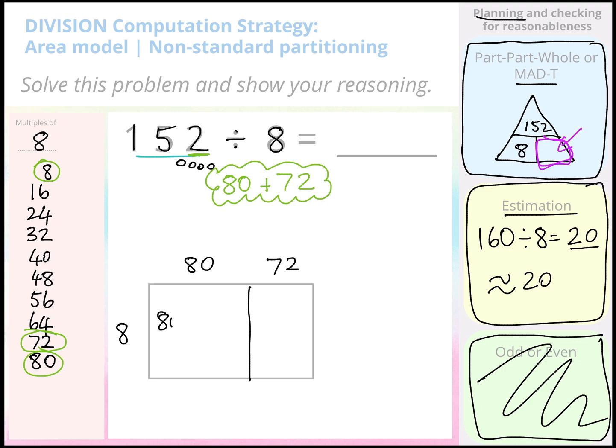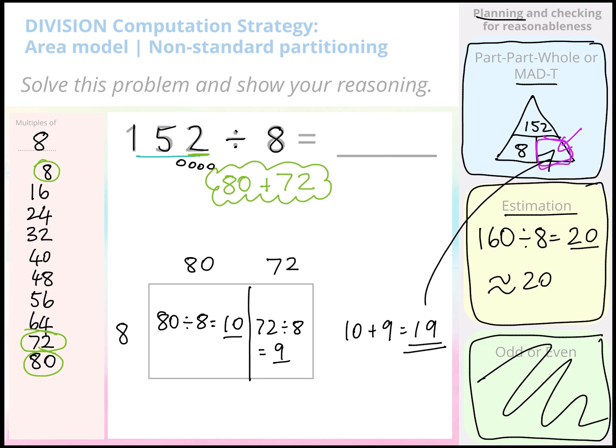So I'm going to do 80 divided by 8, and that's 10. And then I'm going to do 72 divided by 8, and that equals 9. So 10 plus 9 equals 19. So I think that my answer that goes in there is going to be 19. I'm thinking that 8 times 19 is 152, or 152 divided by 8 is 19.